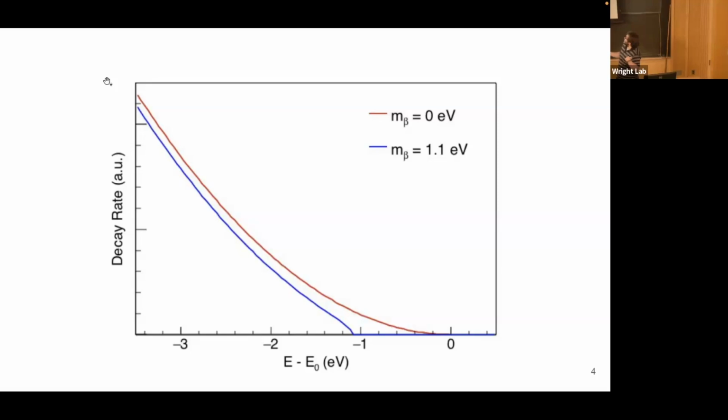Especially, for example, if the mass was 2 eV and we measured it there, we would know that it can't be here because it's been shifted over. The mass can't be 1 eV because it's been shifted over by 2.